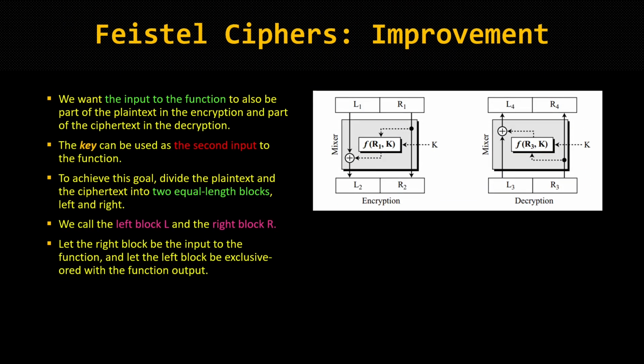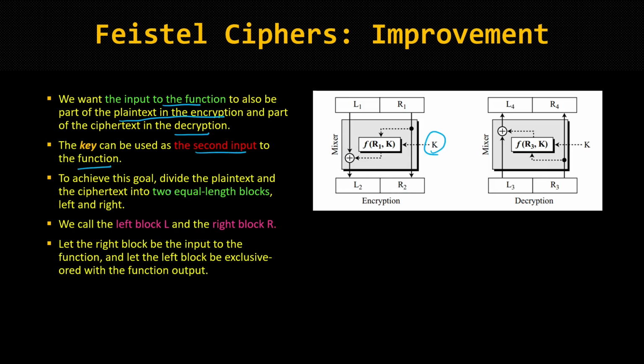Now in the Feistel cipher, that was a very simple design. Here what we want is for the input to the function to also be part of the plain text in the encryption and part of the ciphertext in the decryption. So we will shortly see how this is done. The key that we are using can be used as the second input to the function.